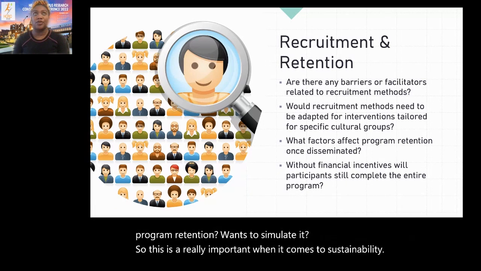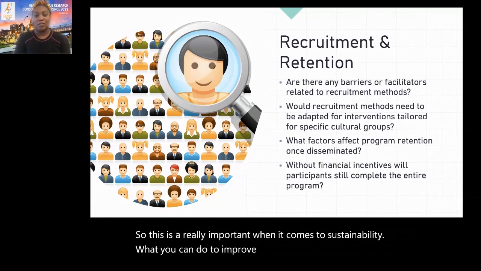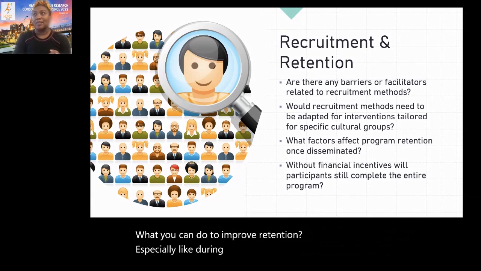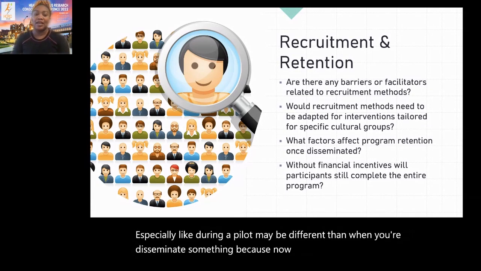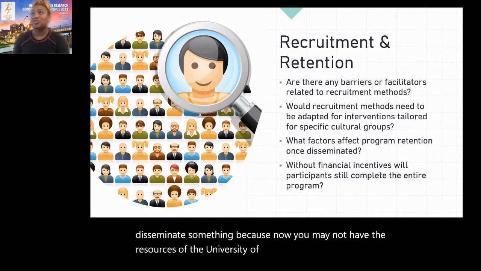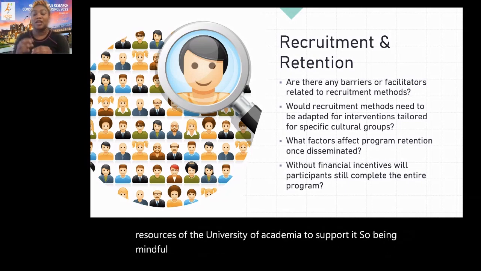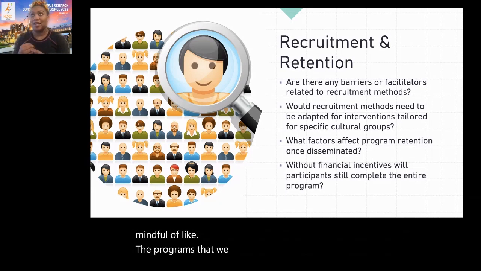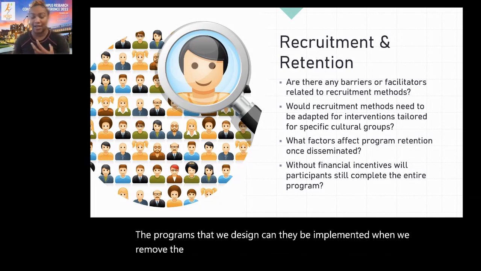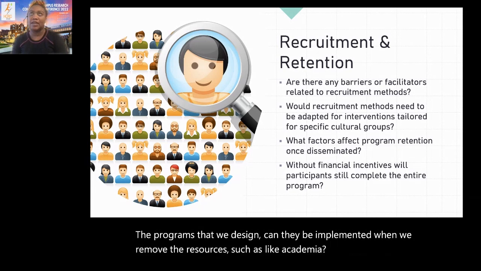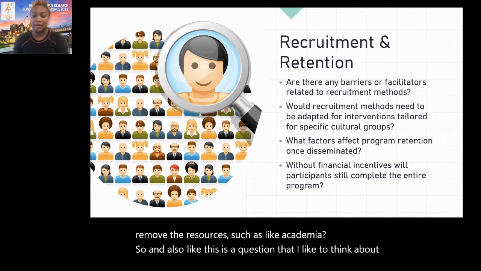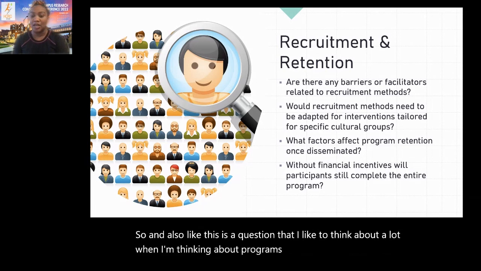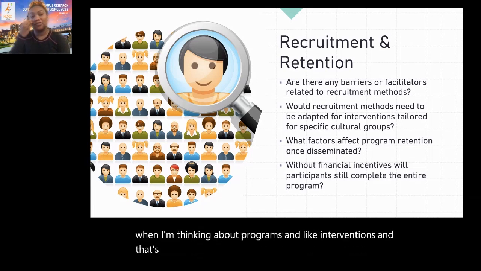What you can do to improve retention, especially during a pilot, may be different than when you disseminate something, because now you may not have the resources of the university or academia to support it. So be mindful of the programs we design: can they be implemented when we remove resources, such as academia? Also, a question I like to think about a lot when thinking about programs and interventions is incentives. A lot of interventions provide participants with financial incentives.